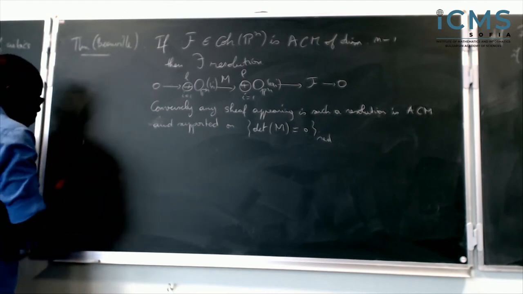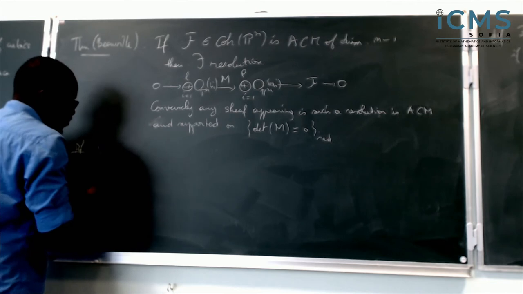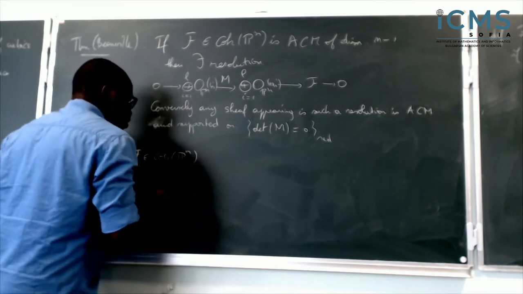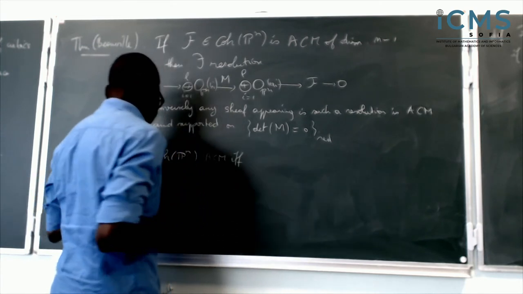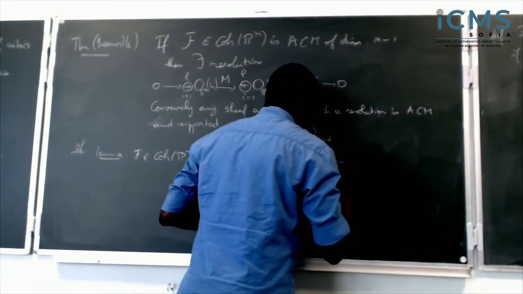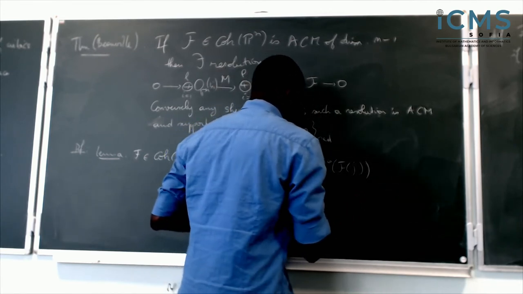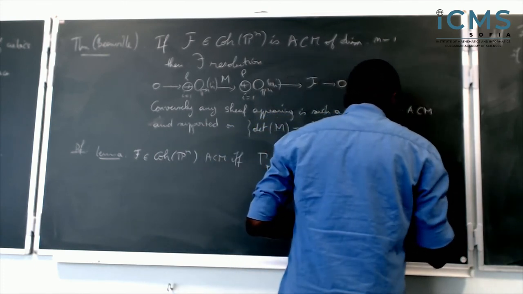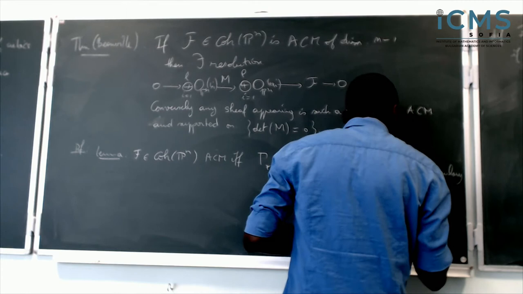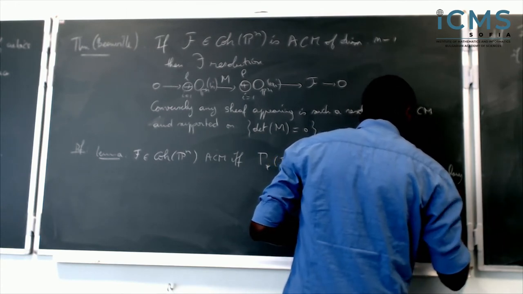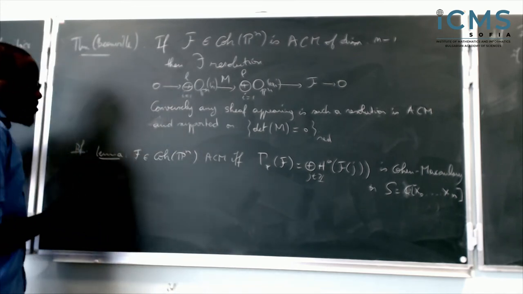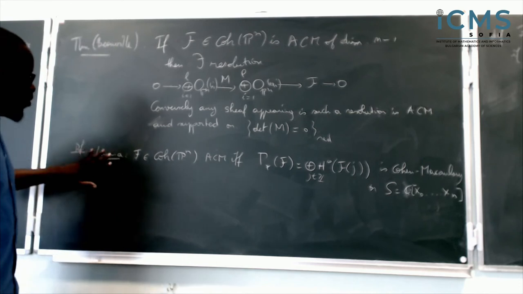Just a word on the proof. First you have to use the lemma that says that a coherent sheaf is ACM if and only if the associated graded module is Cohen-Macaulay in the usual sense on the polynomial ring. So this means that the depth is equal to the dimension. I think I have the proof of the lemma.